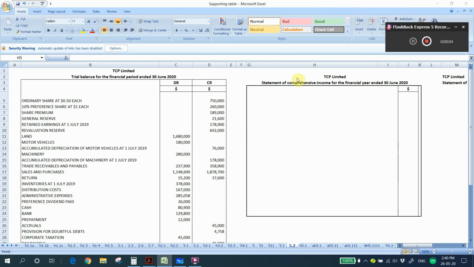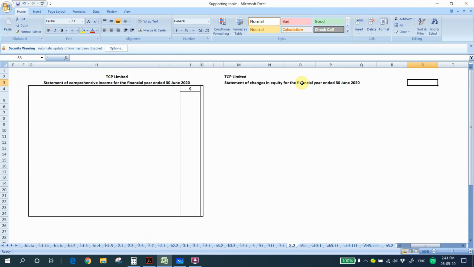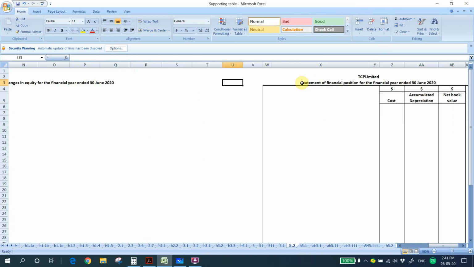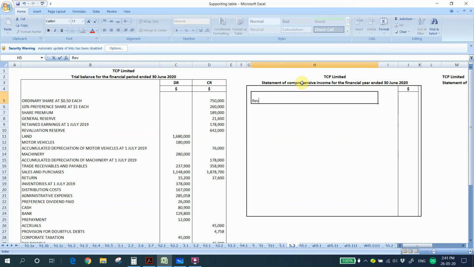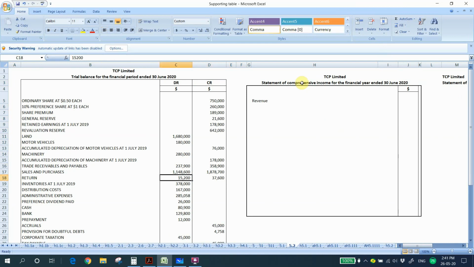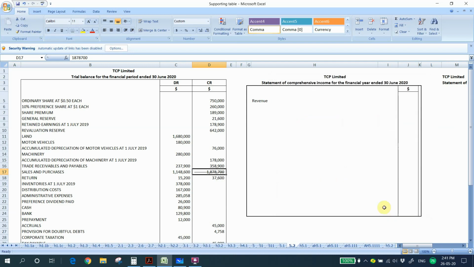So in this video, we are going to prepare the statement of comprehensive income, the statement of changes in equity, and the statement of financial position. We start from the first one, the statement of comprehensive income. We start from revenue, and revenue is on the credit side, 187,700. So we strike through this amount to show that we have recorded it.